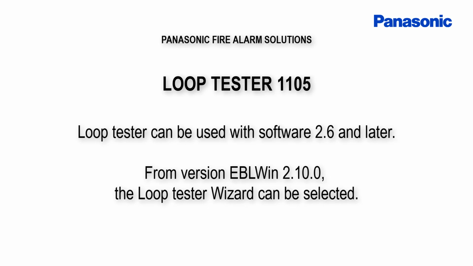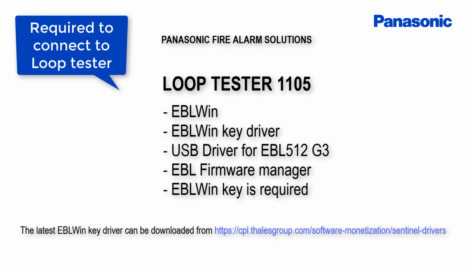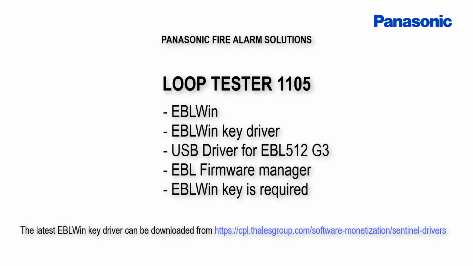From version EBLWin 2.10.0, the loop tester wizard can be selected. You must install the following on your PC: EBLWin, EBLWin key driver, USB driver for the control unit. If you need to change version in the loop tester, you also need EBL firmware manager. Note that an EBLWin key is required.